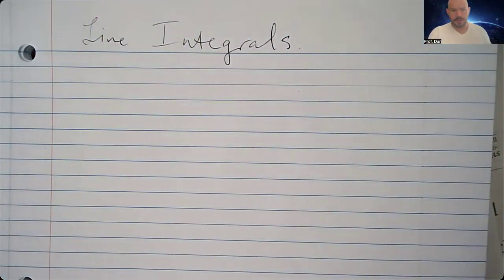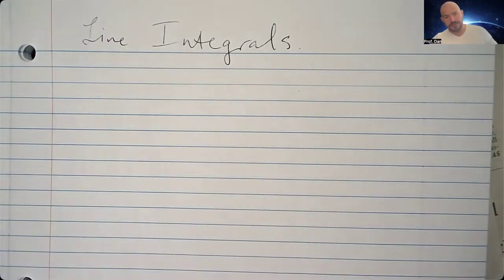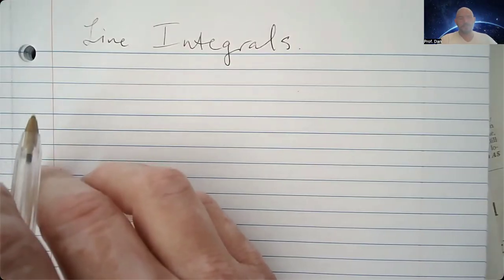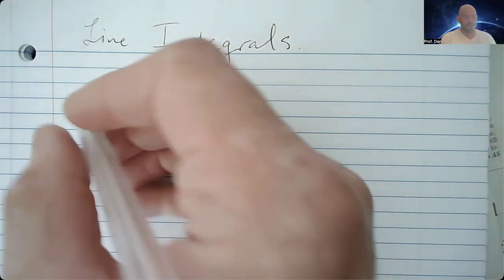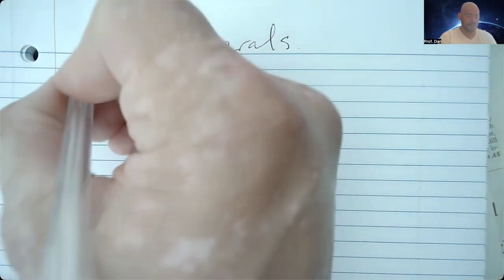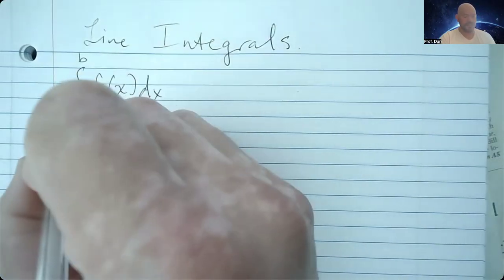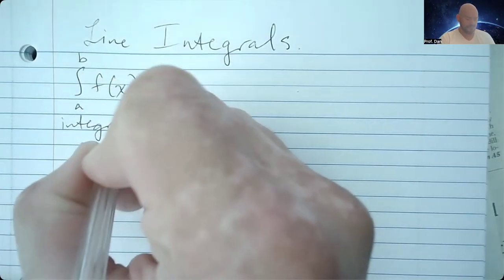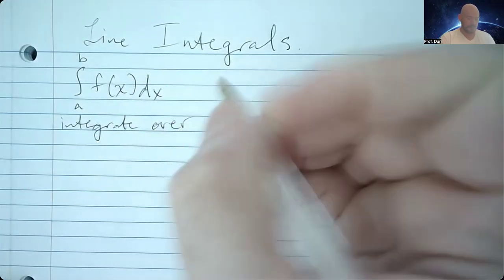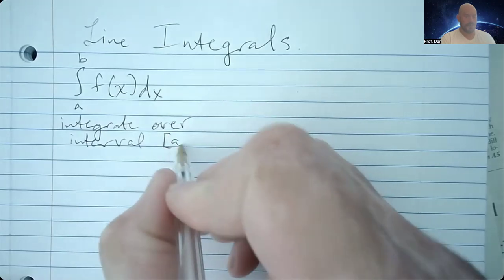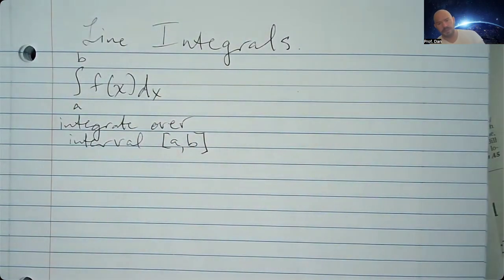All right, everyone. Going on to the next part of what you'll need for the first assignment, line integrals. So up until now, you've learned how to integrate over different types of things. For example, in Cal 1, Cal 2, you learned how to do something like this. This is where you're integrating over the interval from A to B.